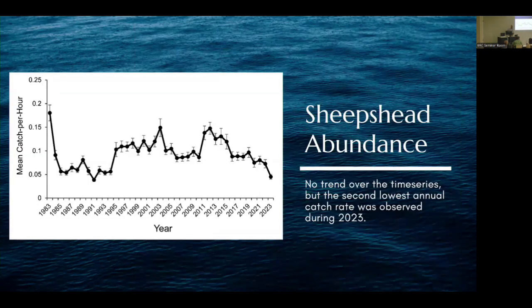Then looking at sheepshead abundance, so again, this is from our gillnet catches. This is annual catch rate over the entire time series. And there's not really a trend throughout the entire time series. But if we look over here at the most recent years, we've got some decreased catch rates. And actually 2023 was our second lowest year of the whole time series. So something we might want to keep an eye on as managers there.